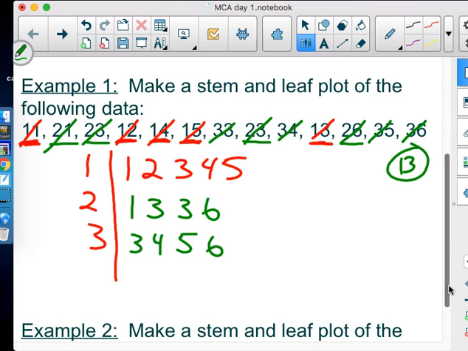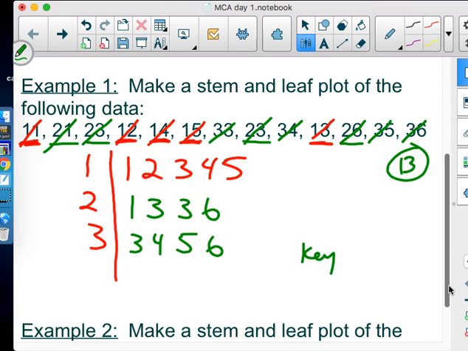And down here, 1, 2, 3, 4, 5, 6, 7, 8, 9, 10, 11, 12, 13. Got them all. But this isn't going to mean anything to anybody if we don't put a key. We have to tell people what we're trying to do. And it doesn't have to be an example from your stem and leaf plot, but I like to do that because I think it helps people.